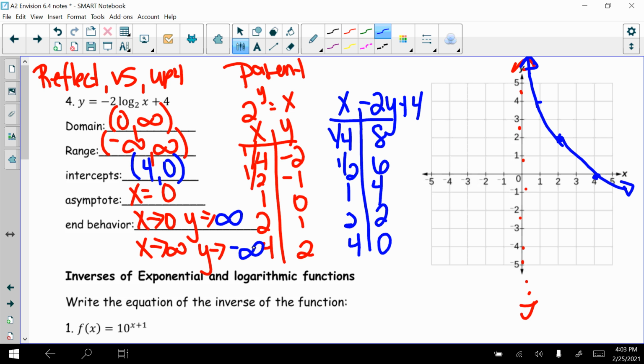All right, so that's where we're going to stop for today. So this is graphing logarithms with transformations. Your homework will be over this, graphing logarithms with transformations. So remember, I need to see the XY tables of the parent and the new XY tables.